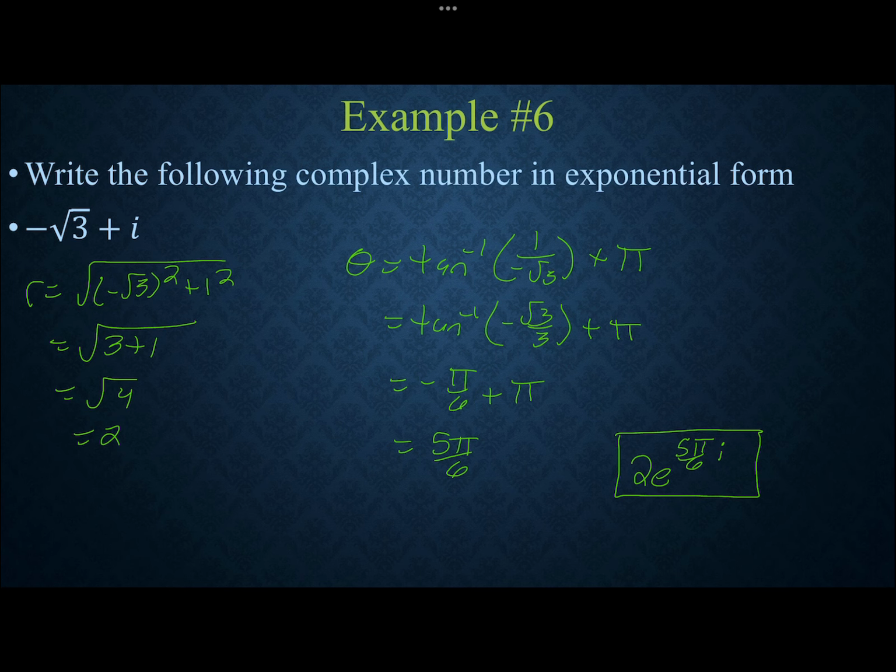So again, just be careful when you're trying to find your theta value. Make sure you're properly adding on pi when a is negative, and that you properly remember your unit circle values.